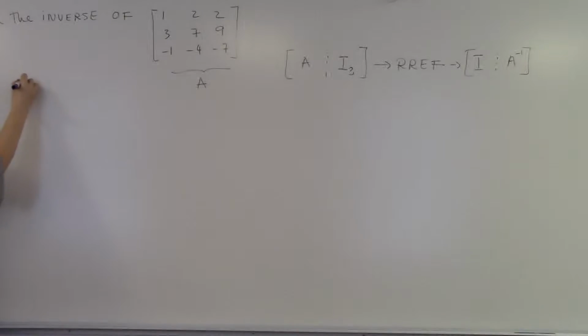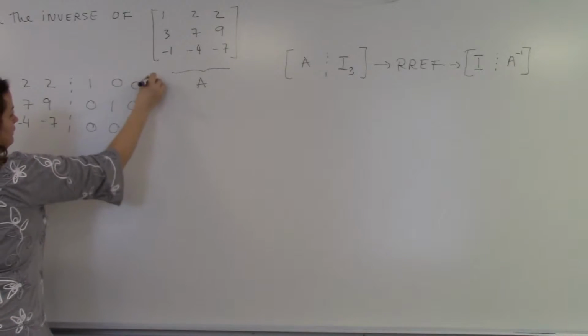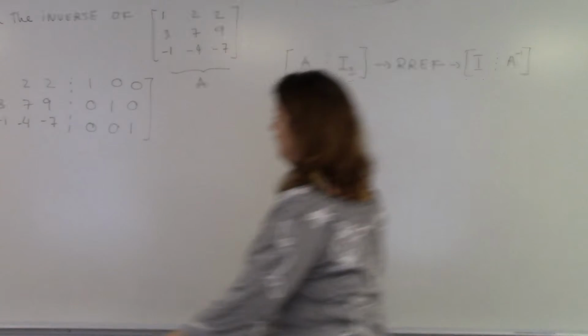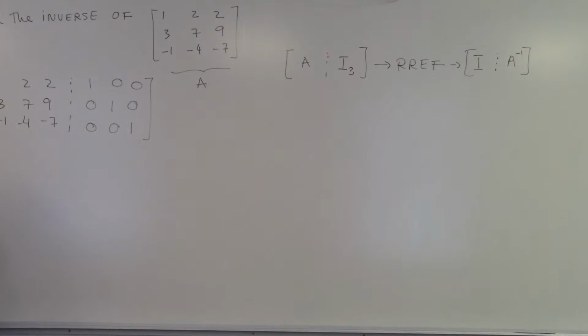So we're going to start by doing just that. We're going to create a 3 by 6 matrix, 1, 2, 2, 3, 7, 9, -1, -4, -7. And then we're going to augment it with a 3 by 3 identity matrix. So we're going to perform a bunch of row reduction steps in order to create the identity matrix on the left-hand side.